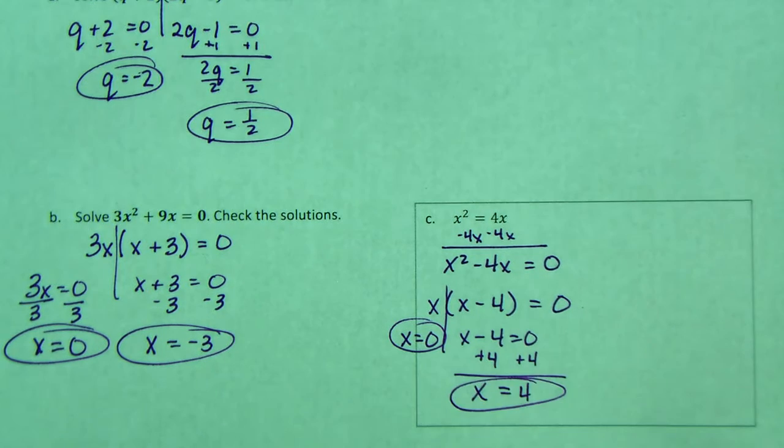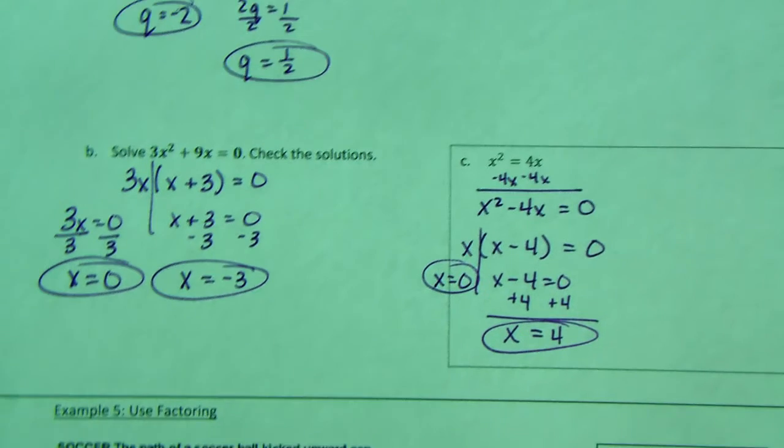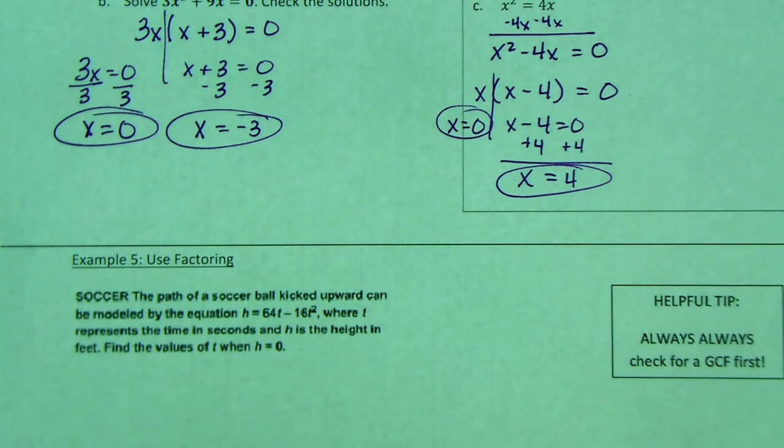All right, so let's apply this knowledge to a word problem. Down here, a really popular formula. The path of a soccer ball kicked upward can be modeled by the equation height equals 64t minus 16t squared, where t represents time in seconds and h is the height in feet. So at any given time, you can calculate the height. They want to find the values of t when h is 0, which is perfect because that just means it's already set equal to 0.